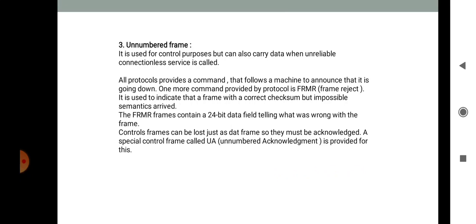The control frames can be lost just like data frames, and these are the frames which must be acknowledged, and a special control frame called UA, unnumbered acknowledgement, is provided for this. So here there are three types of control fields. First one is the information frame, second is the supervisory frame, and third one is the unnumbered frame.